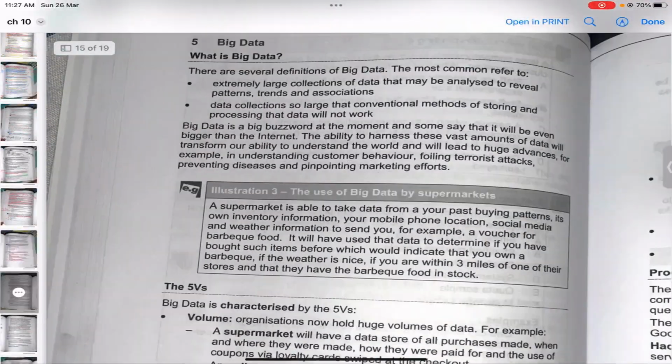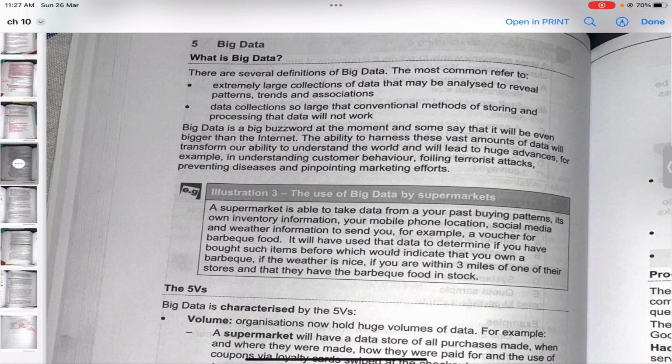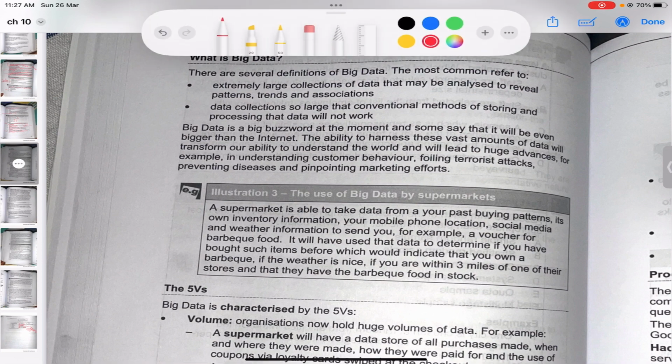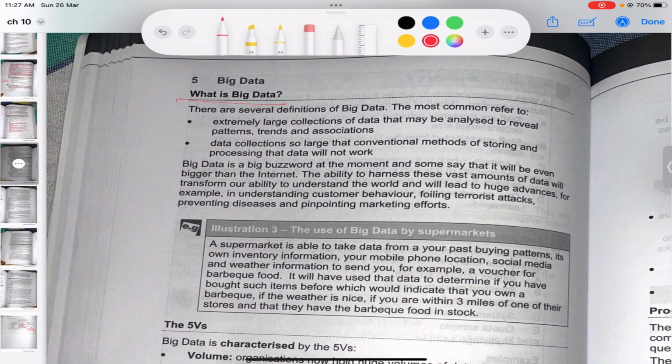Now we come to the last topic in the chapter, which is big data. We already know what big data is, so there's not much discussion in this portion, but we'll simply go through it. Let's still see what the exact book definition of big data is. Extremely large collections of data that may be analyzed to reveal patterns, trends, and associations. Data collection so large that conventional methods of storing and processing will not work.